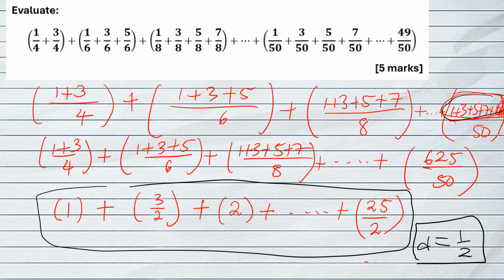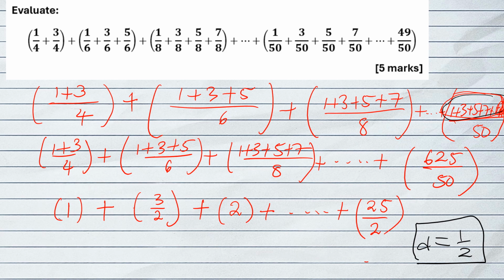All right, but we do need to know the number of terms, because to evaluate this and get the final answer of that sum, we need to use the formula Sn equals n over 2 times (a plus last term). At this point, we just know a, our first term, which is 1. Our last term, we also know, is 25 over 2, but we don't have n, the number of terms. So we can use the formula Tn equals a plus (n minus 1)d to find the number of terms. Tn, the last term, is 25 over 2. Our a is 1, plus (n minus 1) times our common difference, which was 1 over 2.